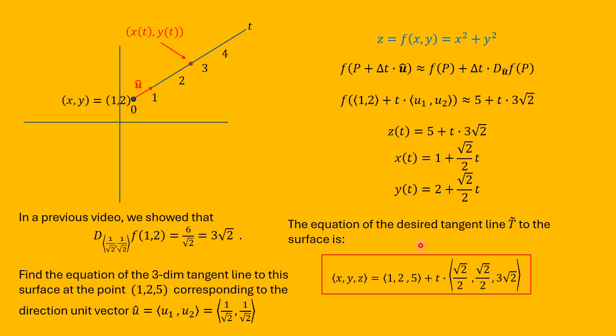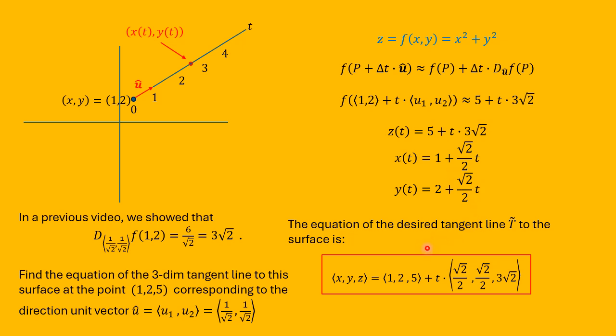the desired tangent line to that paraboloid surface is given by this position vector, x, y, z equals the vector 1, 2, 5 plus t times the vector square root of 2 over 2, square root of 2 over 2, 3 square root of 2. This part right here just comes from this stuff right here.